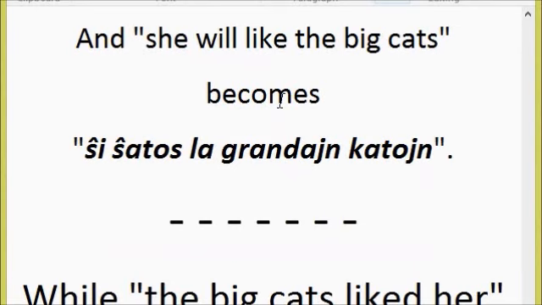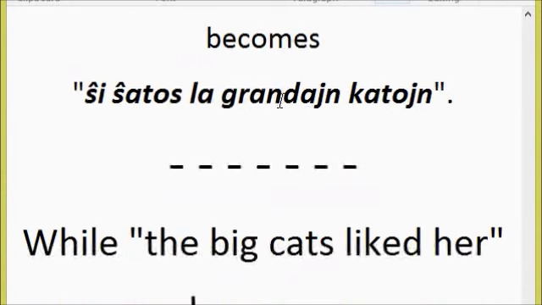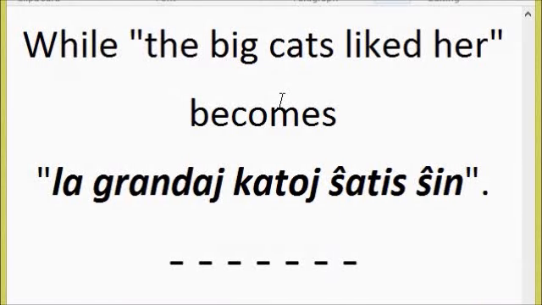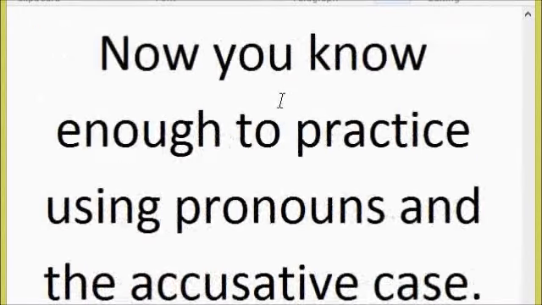And she will like the big cats becomes she shatos la grandain katoin. While the big cats liked her becomes la grandai katoi shatis shin. Now you know enough to practice using pronouns and the accusative case.